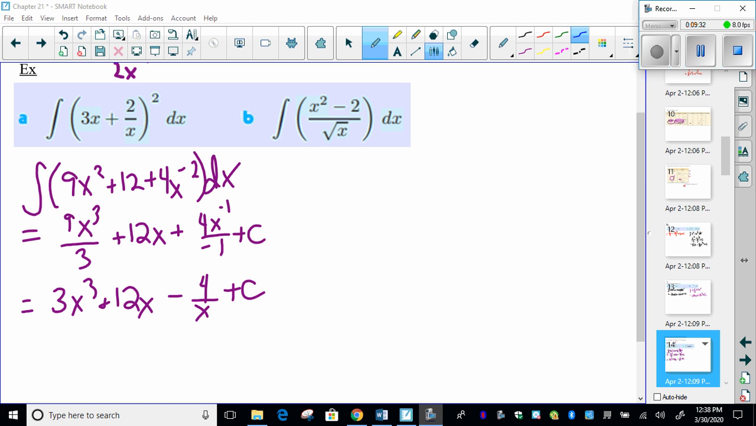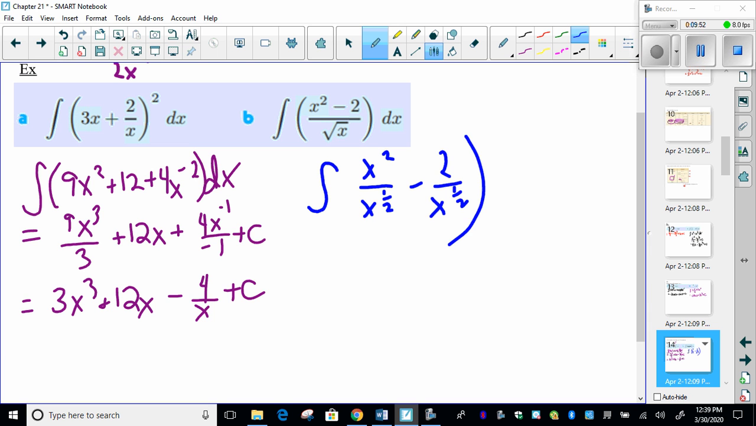Now with the second one, it looks kind of like the quotient rule, but actually I can rewrite it because it's all being divided by the square root of x. So that is equivalent to x squared over x to the 1/2 minus 2 over x to the 1/2 with respect to x.